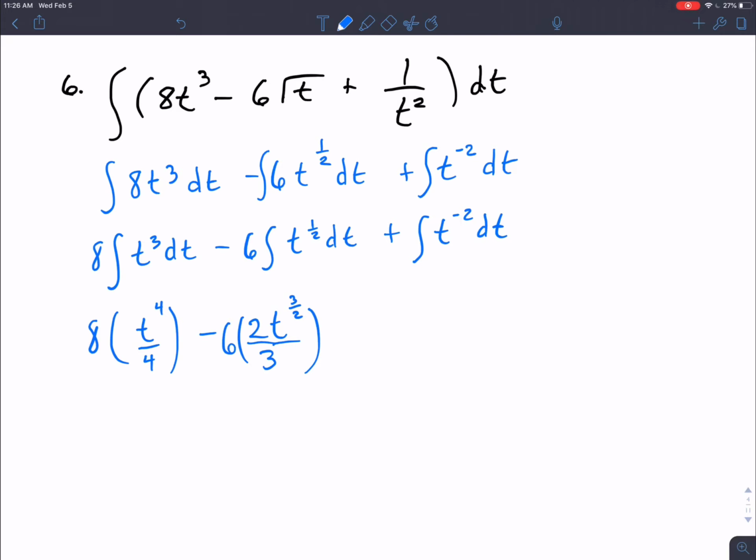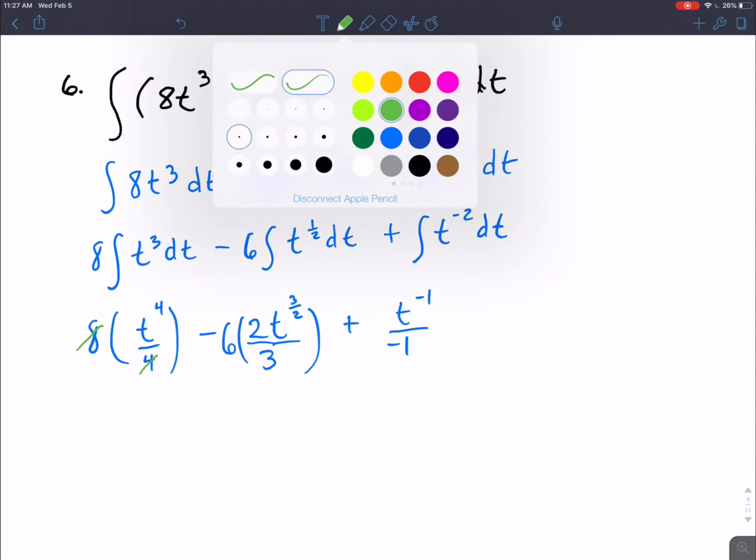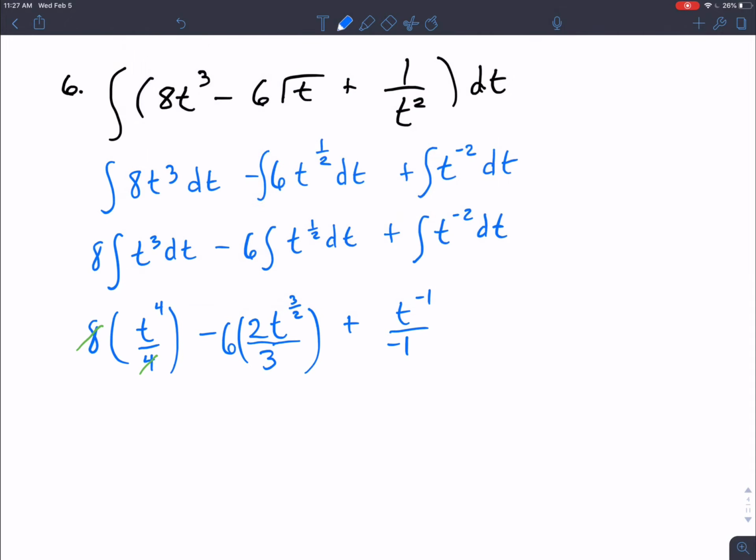Okay, and then my last one, plus t to the negative 2 plus 1 will be 2 to the negative 1 divided by negative 1. Alright, let's see what all we can simplify here. So this will reduce, and we would have t to the 4, 2t to the 4th.